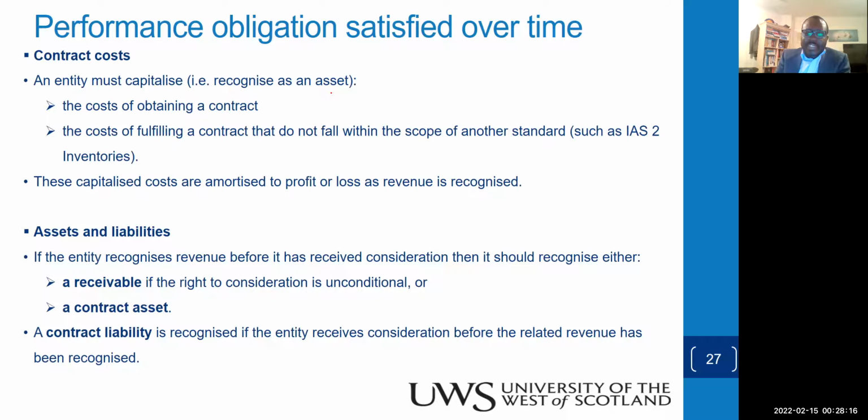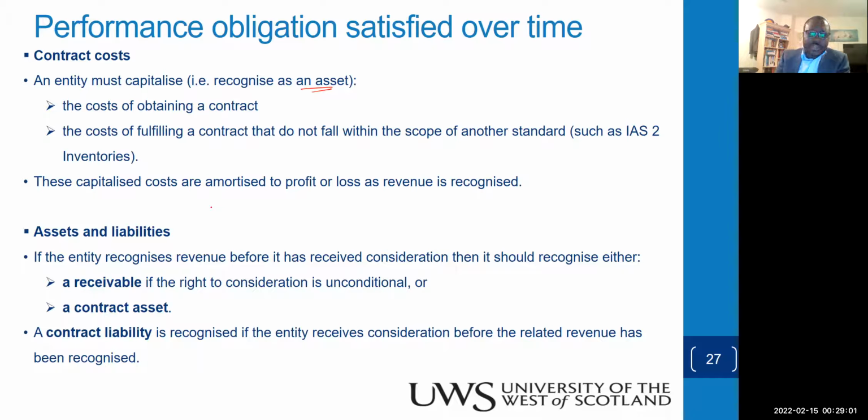So we must capitalize or recognize an asset. For example, it should include the cost of obtaining the contract and any cost of fulfilling the contract that do not fall within the scope of another standard, such as IAS 2, which is inventories. So any cost we incur in obtaining the contract goes into the recognition of the asset. And then the cost of fulfilling the contract, provided it doesn't fall within any IFRS scope, should also be included. These capitalized costs would then be amortized continuously to profit and loss as revenue is recognized.